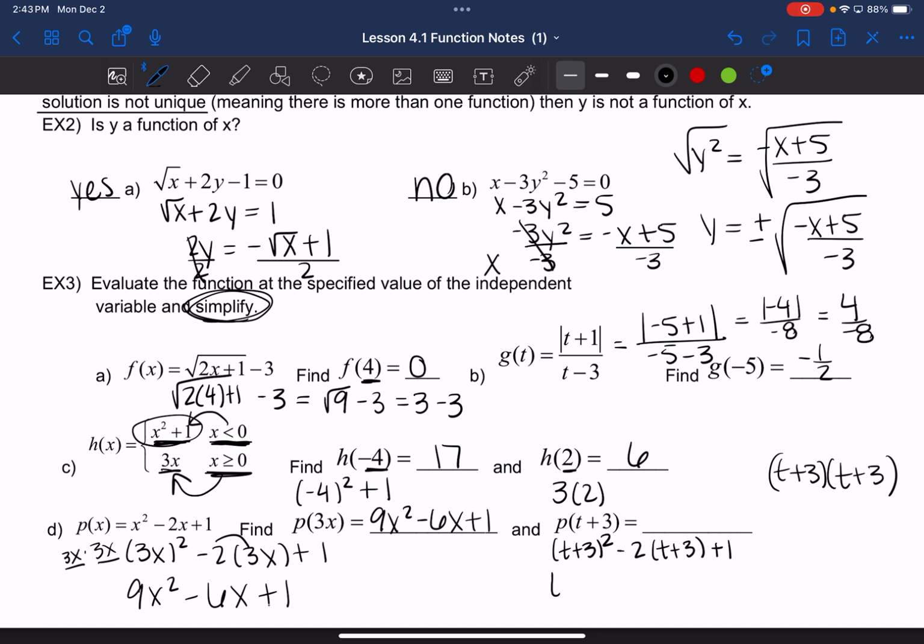Good. T squared plus 6t plus 9. Okay, make sure you multiply every piece. T times t, t times 3, 3 times t, and then 3 times 3.